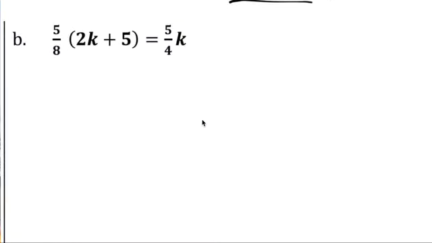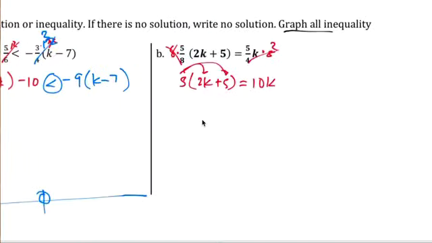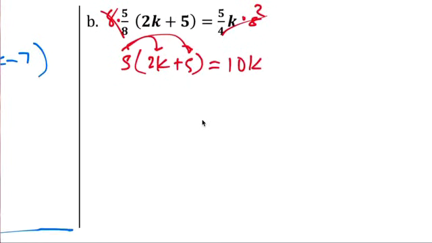Same here, I would get rid of the denominator by multiplying it all by 4. There's no graphing here because it's an equal sign. And then, oh no, multiply by 8. 4 won't work because 8 can't go into 4. So multiply by 8. 5 parentheses 2k plus 5 is 10k. Distribute and finish solving it. It looks like no solution. Okay, this is a 5, by the way.